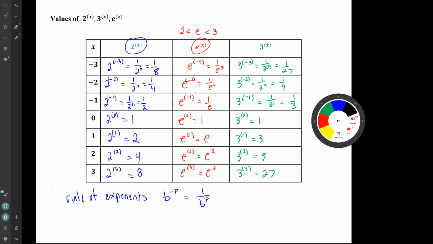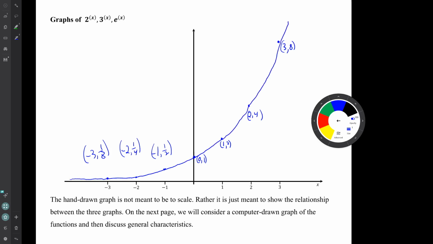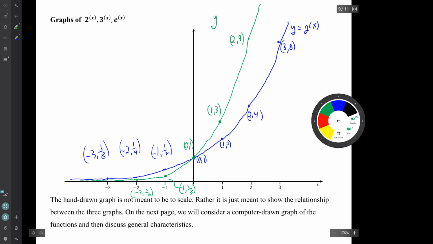Now let's graph these values. So let's start by graphing 2 to the x. So there's a very crudely drawn graph of y equals 2 to the x. Now let's put on the data for the green graph, y equals 3 to the x. So you see that the graph of y equals 3 to the x goes up very quickly on the right side. It goes off scale. It's above the graph of y equals 2 to the x on the right side. But on the left side, the graph of y equals 3 to the x actually is underneath the other graph.